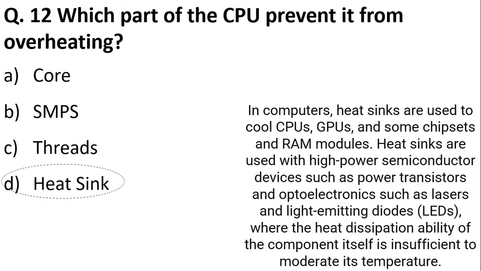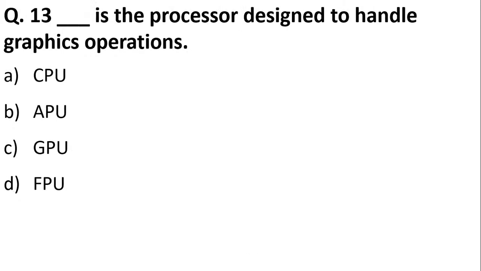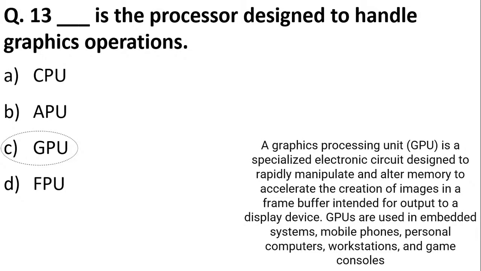It is used to stabilize or manage the temperature, because when heat is produced, temperature gets higher, and that is the task of the heat sink, to decrease the temperature. Dash is the processor designed to handle graphic operations. The computer processor designed to handle graphics operations is called a GPU, graphics processing unit. Like we say CPU is central processing unit, GPU is graphics processing unit.